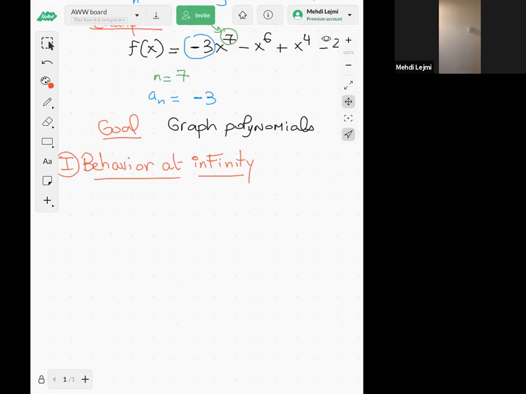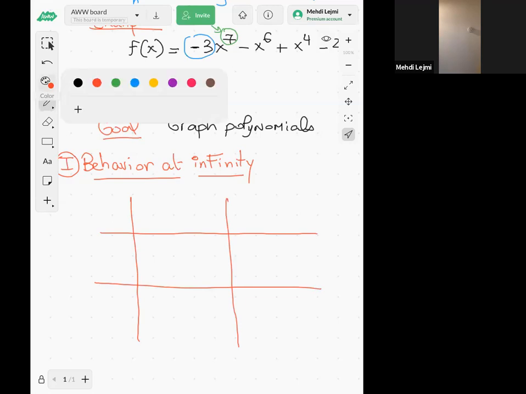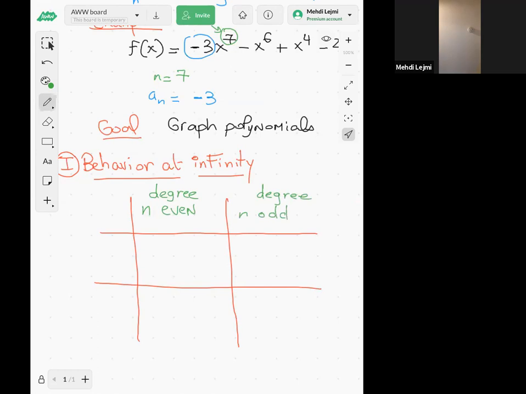What was the table? We had 4 cases. The first column is when the degree n is even. The second column is when the degree n is odd. The first row is when the leading coefficient a subscript n is positive, and the second row is when the leading coefficient is negative.